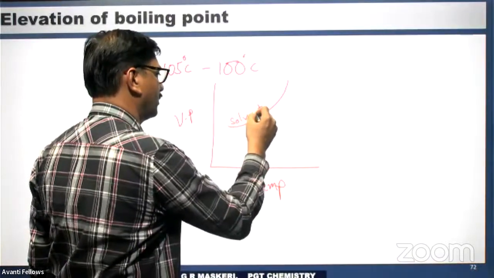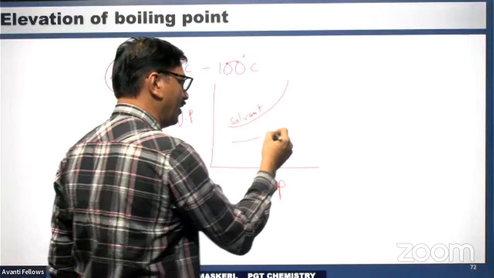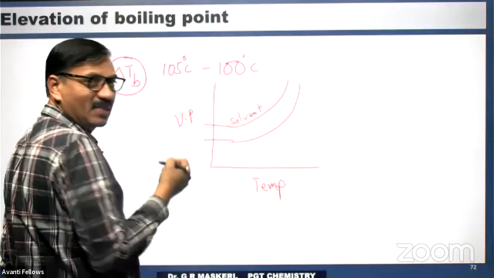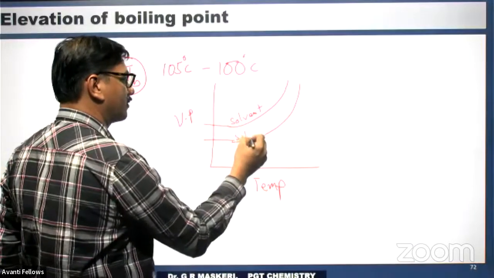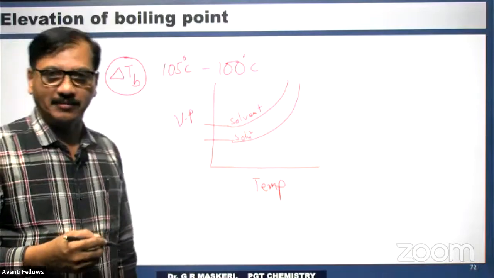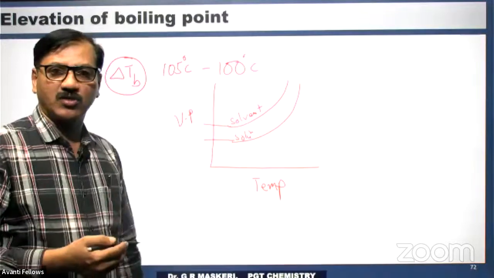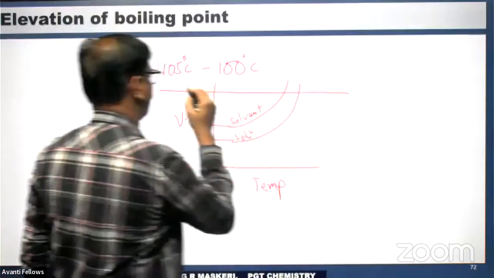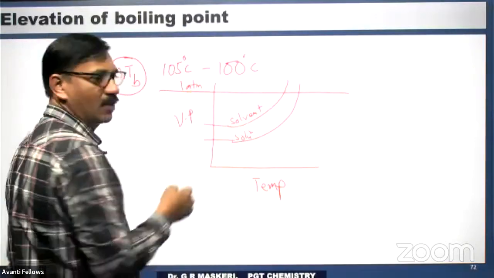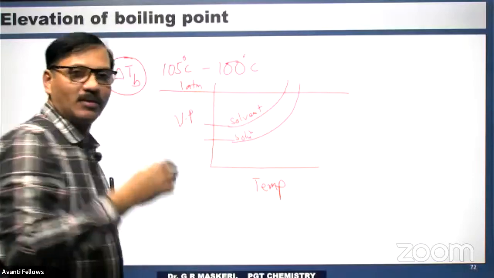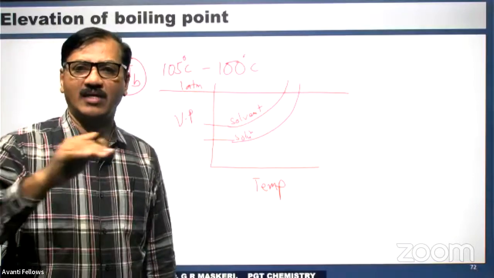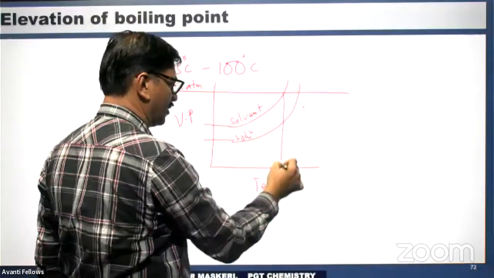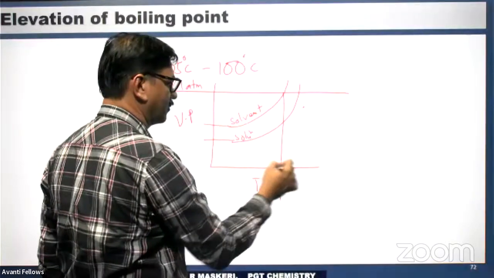If this is the curve, the solution has the same trend but starts with a lower vapor pressure. So this will be for the solution. Now, when the vapor pressure reaches 1 atmospheric pressure, which we consider the standard, the liquid boils. This is the boiling point of pure water, 100 degrees Celsius.